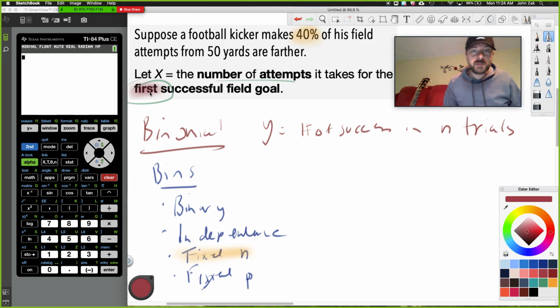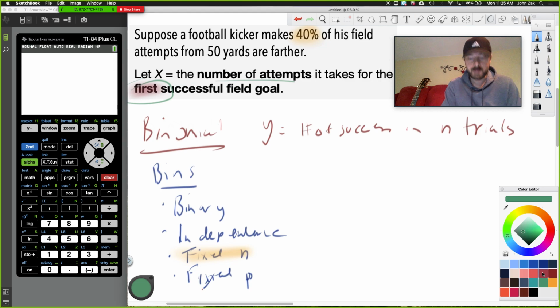You could have a field goal kicker who keeps attempting field goals over and over and over again and simply never succeeds. So this is not a binomial because we don't have a fixed number of attempts. You can have a near infinite number of attempts. Technically, you could have an infinite number of attempts if you were just never successful. It could happen.